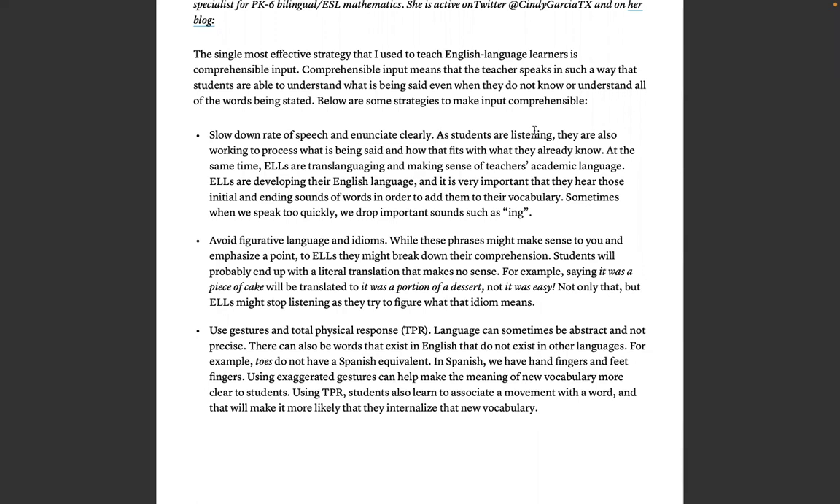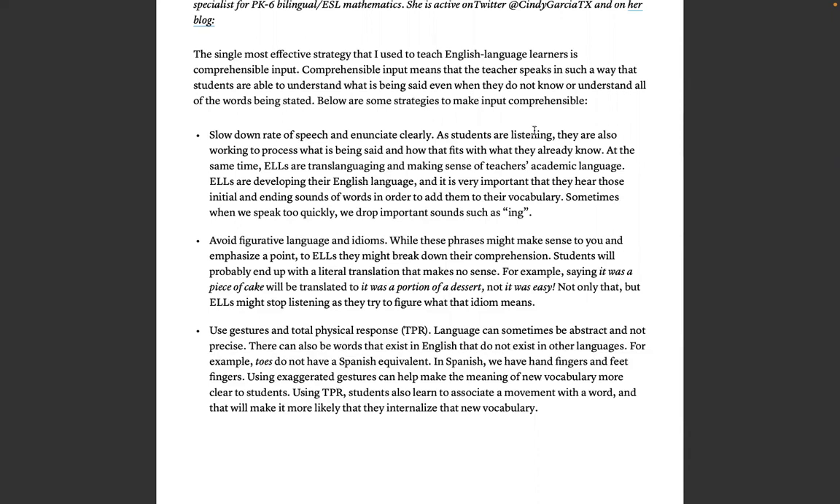Sometimes when we speak too quickly, we drop important sounds such as -ing, like you'd say singin' instead of singing. And that does make a big difference, especially when the beginning portion of learning a new language is the phonemes. It's the speech sounds. So if someone's giving you incorrect speech sounds or pronunciations, surely you won't be able to gain everything you need to know.